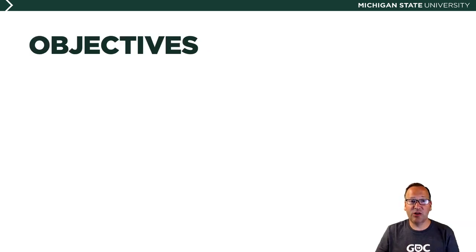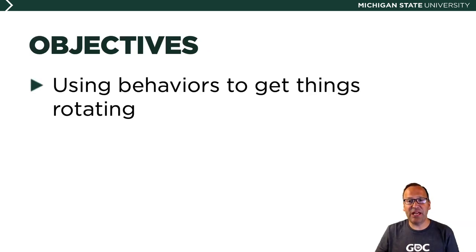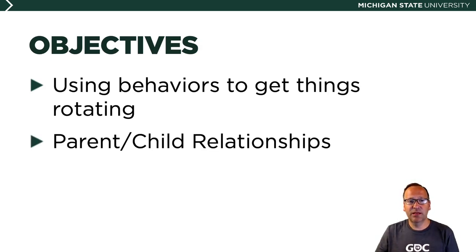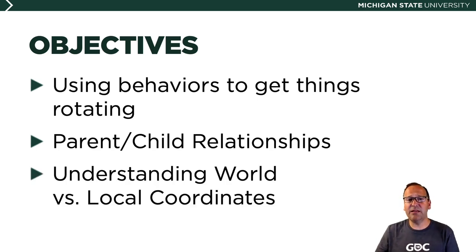Our objectives will be to use behaviors to get our game objects rotating in a logical fashion. We will also continue to discuss the parent-child relationships between game objects in Unity, and understand the difference between the world coordinate system and the local coordinate system of a game object.